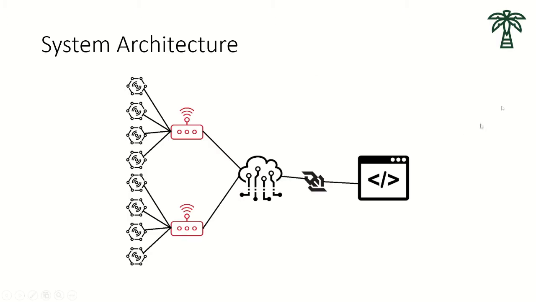If we look into the system architecture to understand it, we can see that the nodes that collect data from the palm farm are here. They send data to the cloud through the gateways, and then the user can access this data through a web interface. The HCI part mainly handles the web interface side.